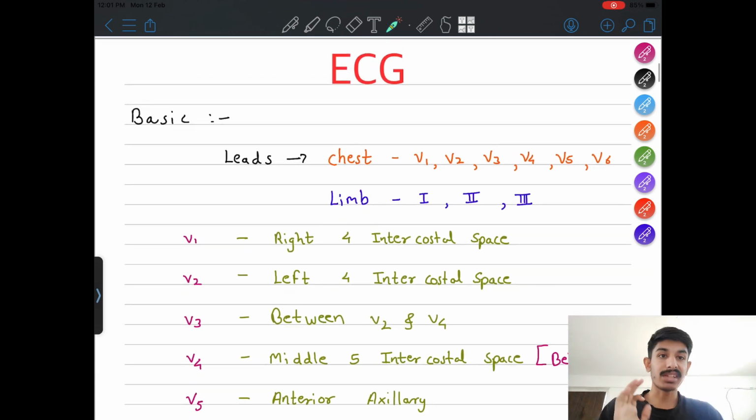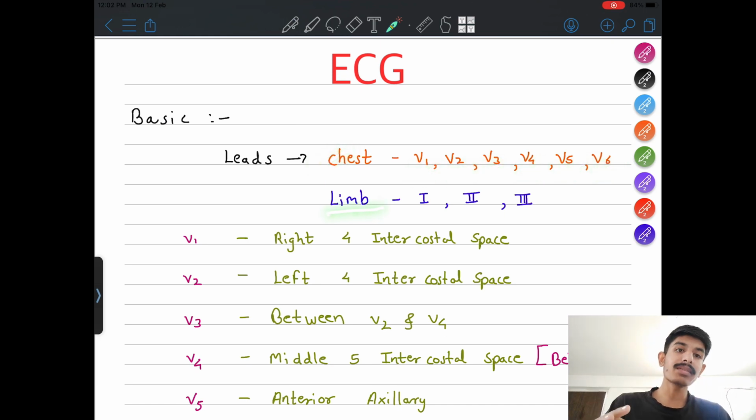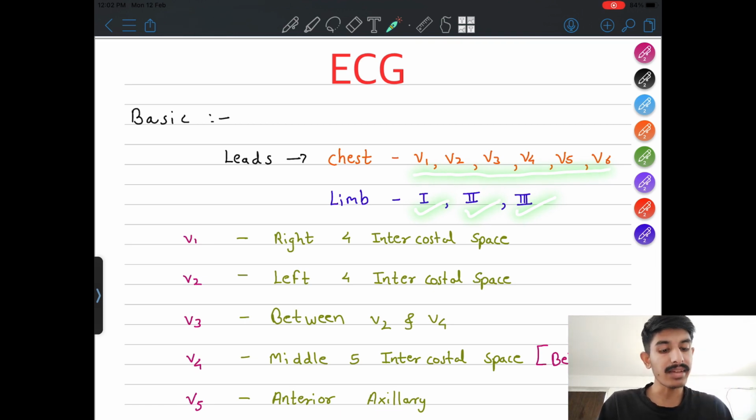Basics of ECG: there are leads, some chest leads and some limb leads. What are chest leads? We call them V1, V2, V3, V4, V5 and V6. So there are 6 chest leads and there are 4 limb leads, but the fourth one is neutral, that's why we call them 3 limb leads: first, second and third. So remember them: V1 to V6 are the chest leads and limb leads are first, second and third.